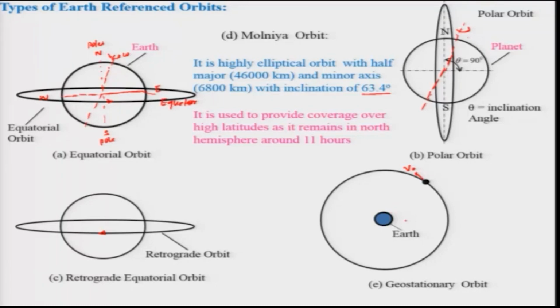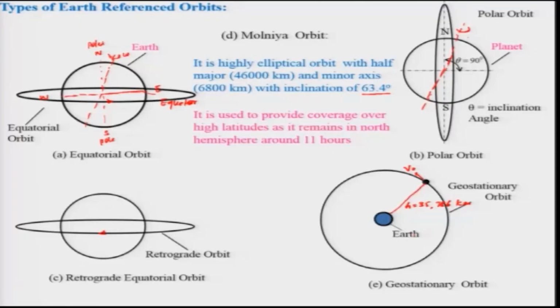That is the beauty of this geostationary orbit, and it is being used at an altitude of around 35,786 kilometers. Of course, we will calculate how to get this a little later on. Keep in mind that the geostationary orbit is very important, and it moves around the equator, along the direction of the Earth's motion. So, we will be discussing more about that.